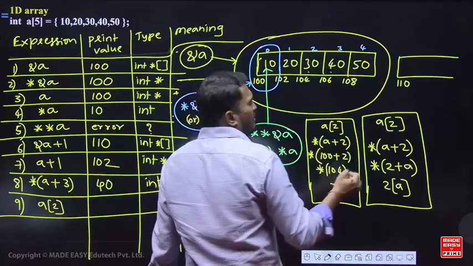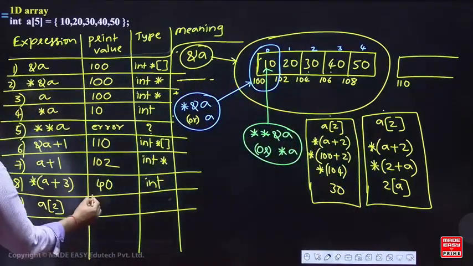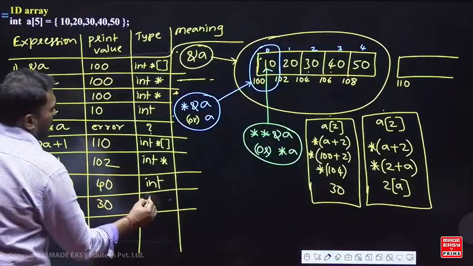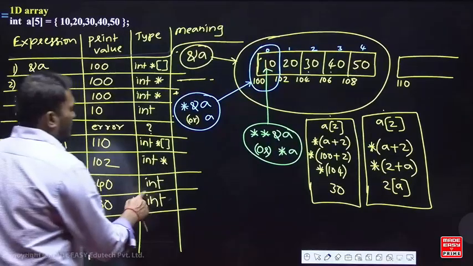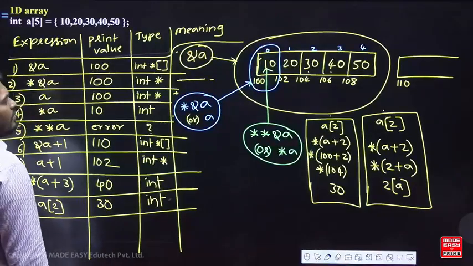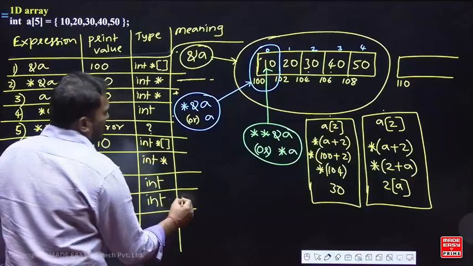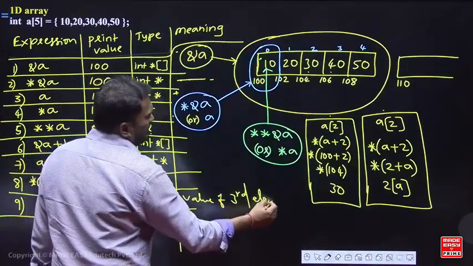Is this clear for everyone? Okay, copy this one and this one. Now tell me, a of 2, how much will it print here? It will print 30, and the type is integer. Okay, now tell me what is the meaning? Ninth one, a of 2, 30 is printed. So write here: value of the third element of the array.